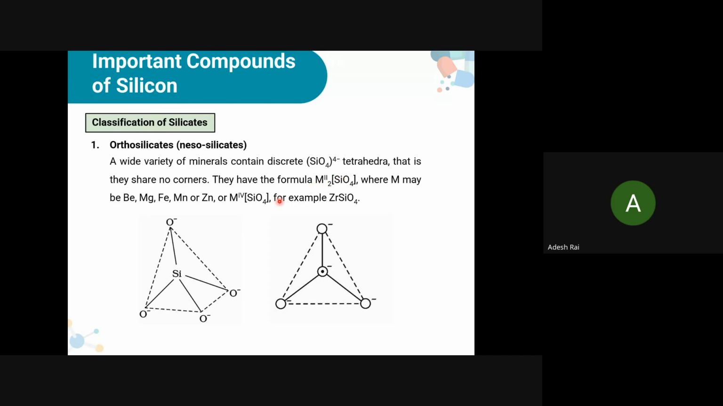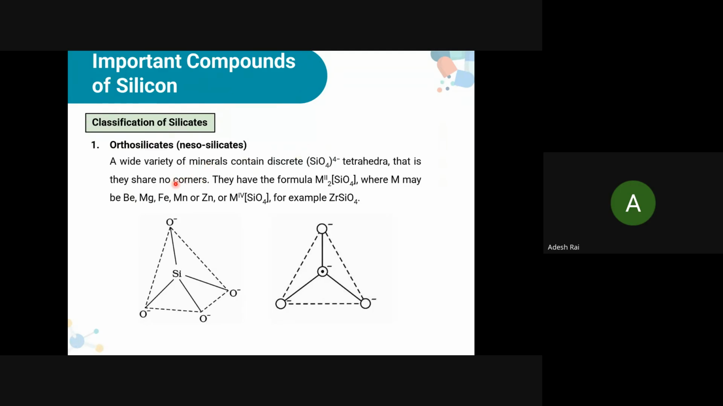Is that clear? So here M may be beryllium, magnesium, iron, manganese, or zinc. These are the elements which are going to show plus 2 oxidation state. Or instead of plus 2, if you have a metal showing plus 4, then directly use only one metal. And for that, the example is zirconium, Zr. Is that clear?